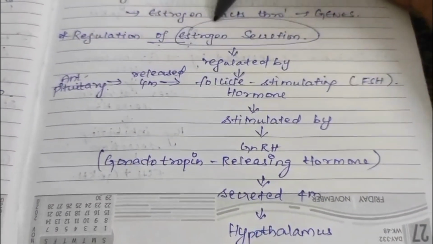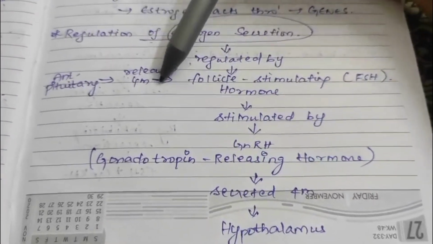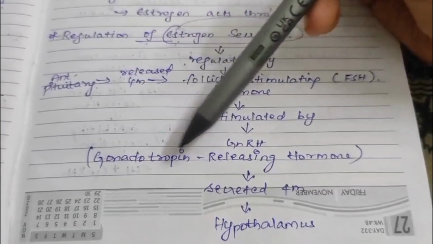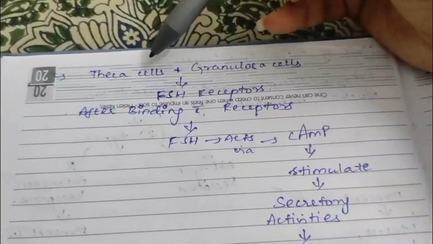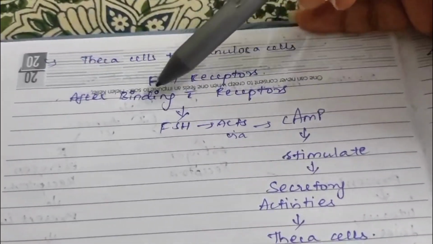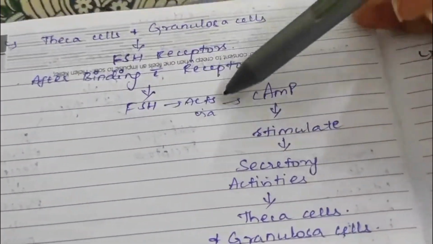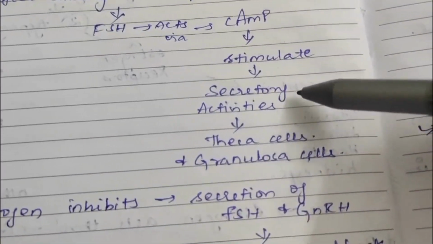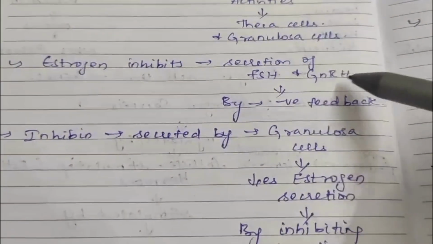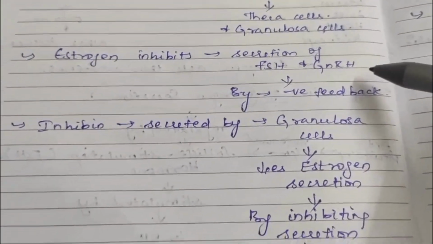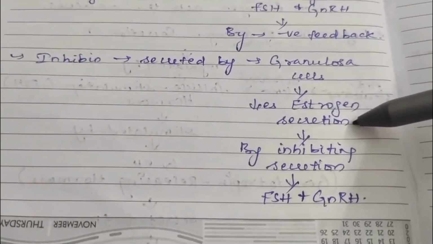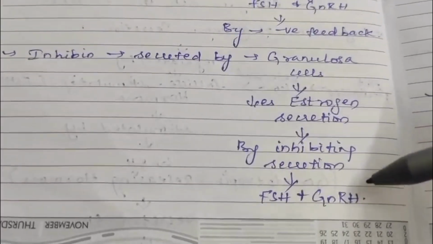Regulation of estrogen secretion. Estrogen secretion is regulated by the anterior pituitary, which releases FSH, the follicle stimulating hormone, stimulated by GnRH, gonadotropin releasing hormone, secreted from the hypothalamus. Theca cells and granulosa cells act on the FSH receptors after binding with them. The FSH receptor acts via cAMP to stimulate the secretory activities of the theca cells and the granulosa cells. Estrogen inhibits the secretion of FSH and GnRH by a negative feedback mechanism. Inhibin, secreted by granulosa cells, inhibits the secretion of FSH and GnRH.